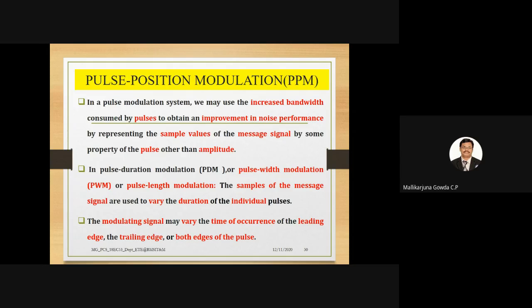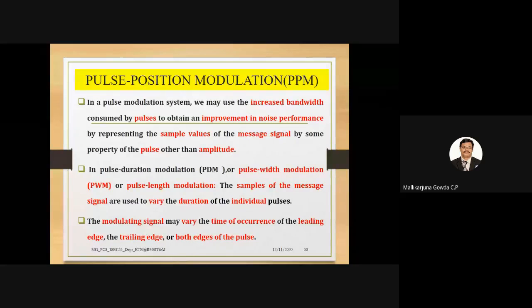We need to understand why we go for this PPM. What is the problem in PAM, pulse amplitude modulation, where we only vary the amplitude of the pulse? What are we achieving and what were the difficulties in that? To overcome those difficulties, why do we move on to PPM? Is that fine?